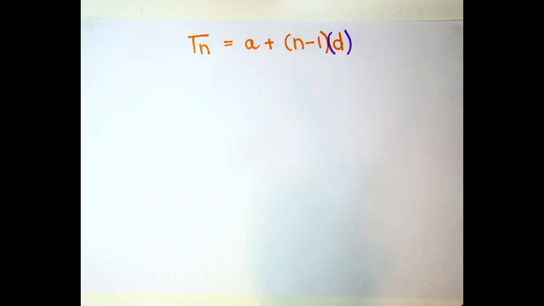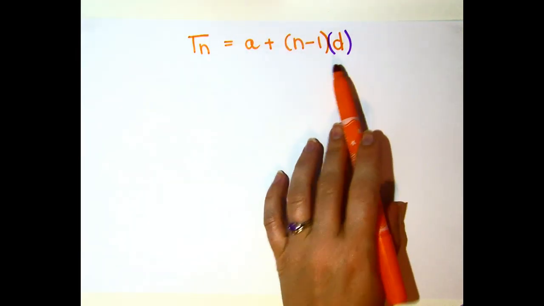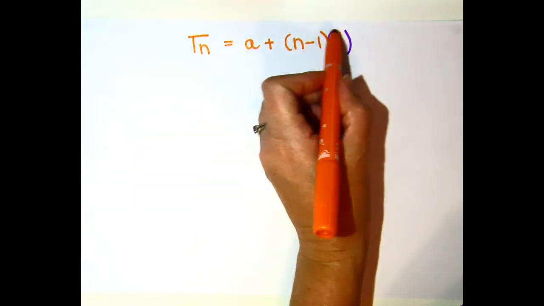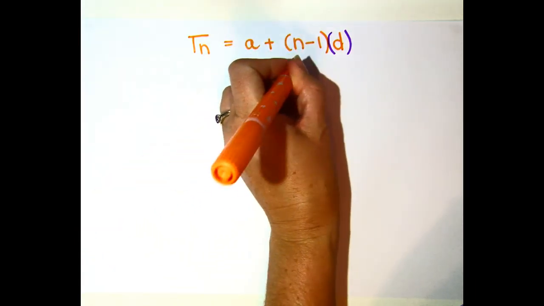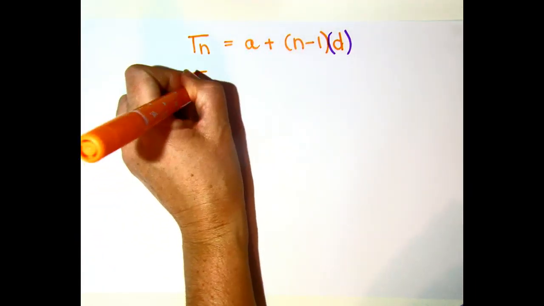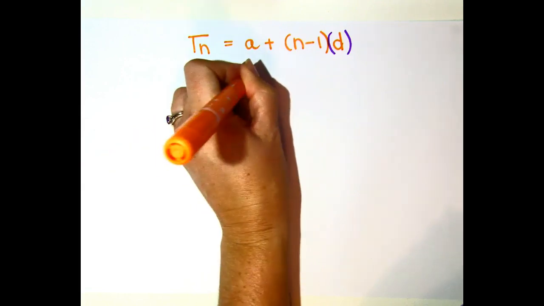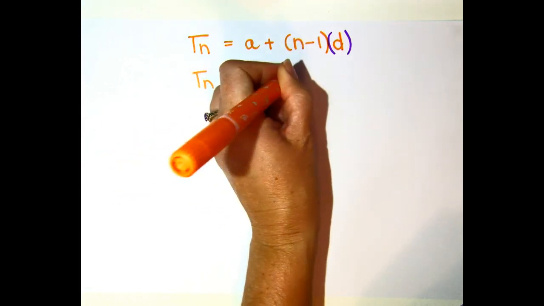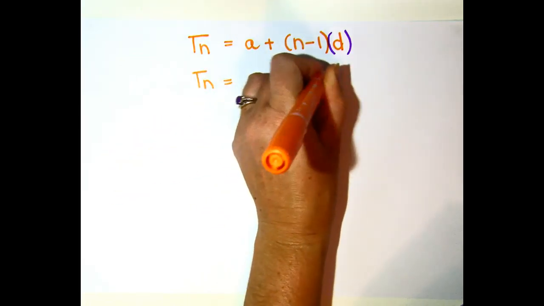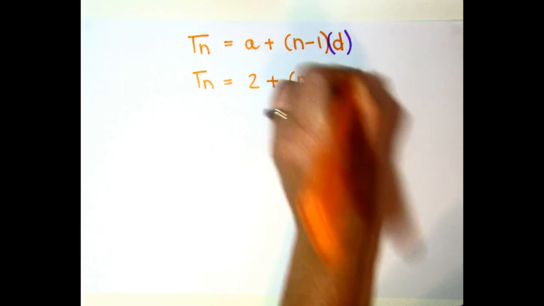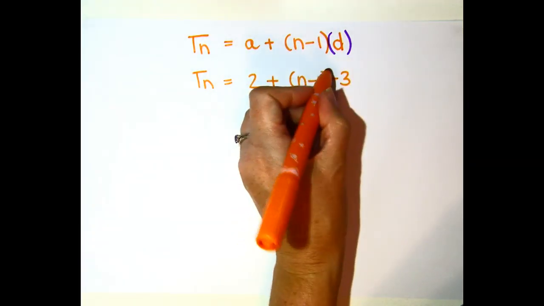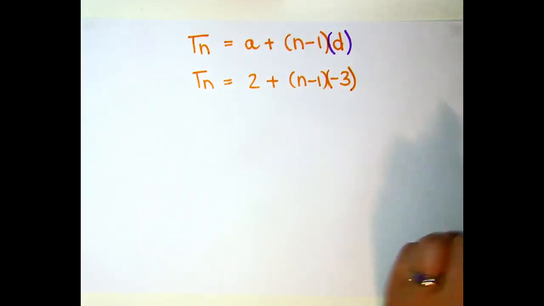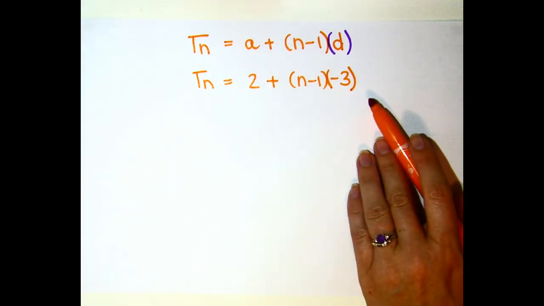That gets particularly confusing when the d is negative, because then we start seeing a negative here. So for example, if we had something like the first term was 2 and we have n minus 1 and then it was -3, people don't realize that that has to be multiplied in. So that's why I will put that bracket there.